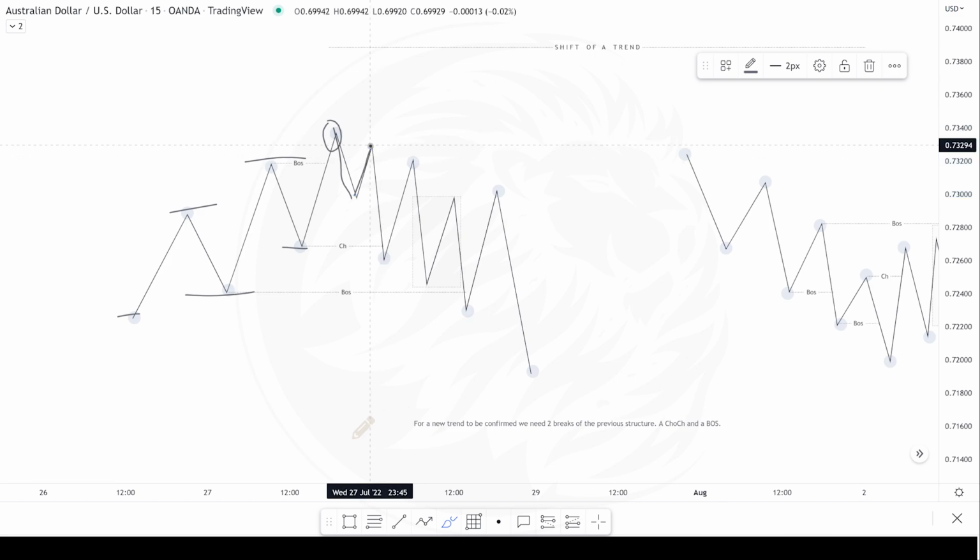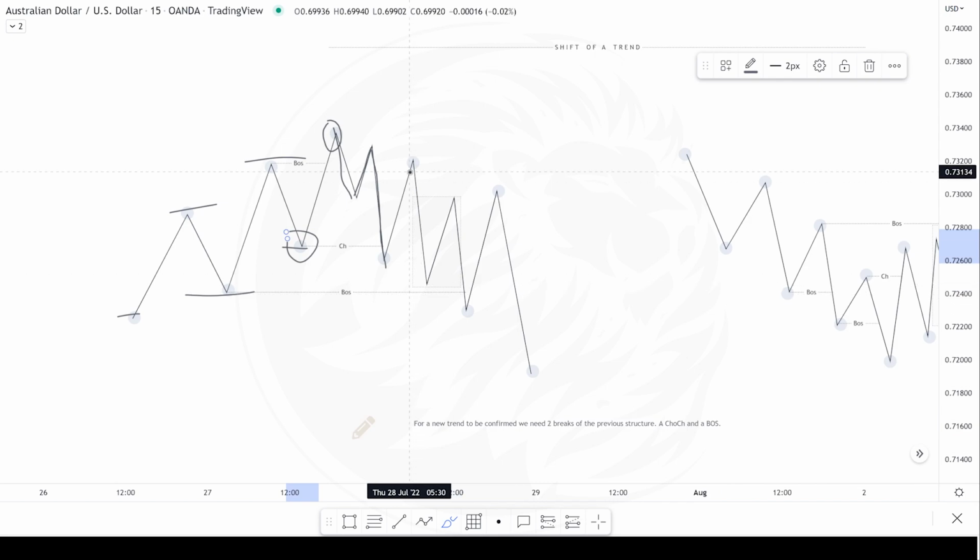As we can see here, price breaks the last low, which was confirmed. So here we will have a change of character. The change of character, called CHoCH, is the first sign of a changing trend. As you can see here, I wrote below that for a new trend to be confirmed, we need to break off the previous structure, so a change of character and a BOS.